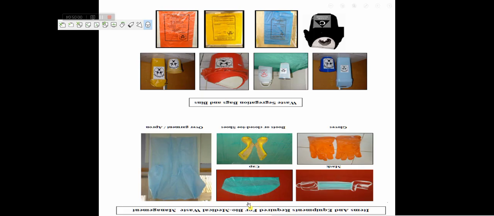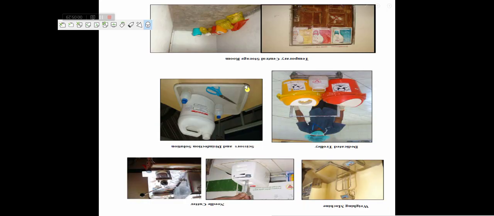Now, items and equipment which is required for the biomedical waste management. So here it is: mask, gloves, cap, boots or closed-toe shoes, right, and overgarments, apron. And here are the waste segregation bags and bins, which kind of waste we should put in a particular bin, right? So we will be discussing the different types of bins also.